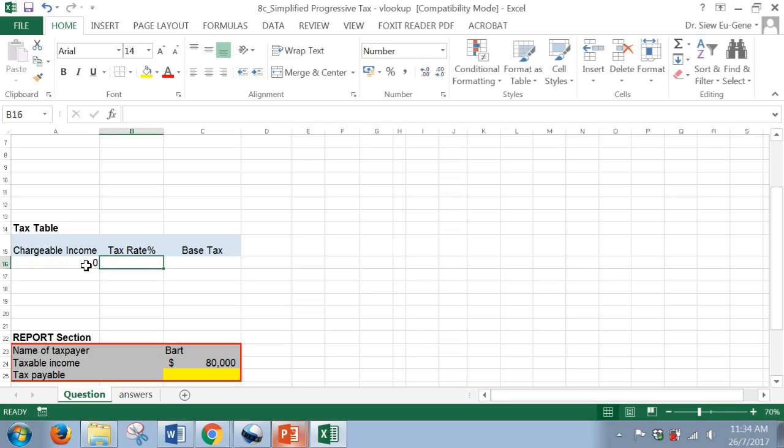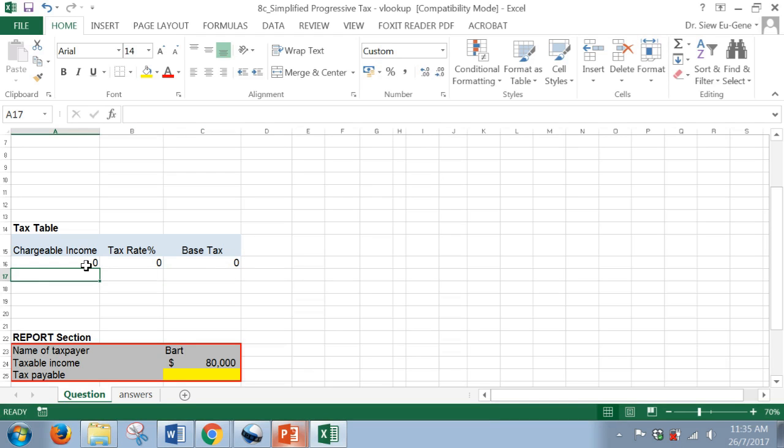And the tax rate is 0%. Because there's no previous base tax, there's no previous taxes, so the amount of base tax is 0. In the next case, the next interval is between 5,001 to 50,000.